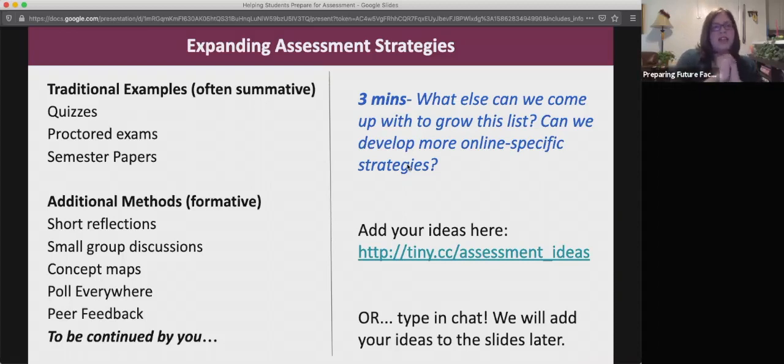Now, go ahead and take a look at the additional methods I listed. These are usually all strictly formative. Short reflections, small group discussions, concept maps, Poll Everywhere, peer feedback. Is anyone familiar with those? Sort of, kind of.